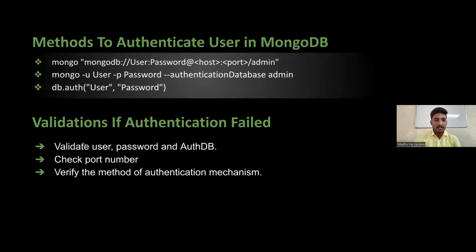Validations. These are the steps to validate when authentication fails. First, validate the username, password, and authentication DB. Later, verify the port number. Then check the authentication mechanism.